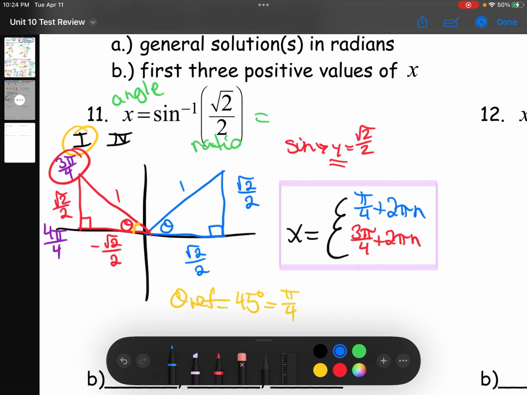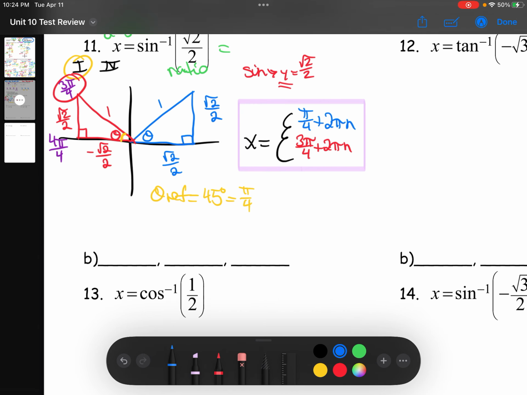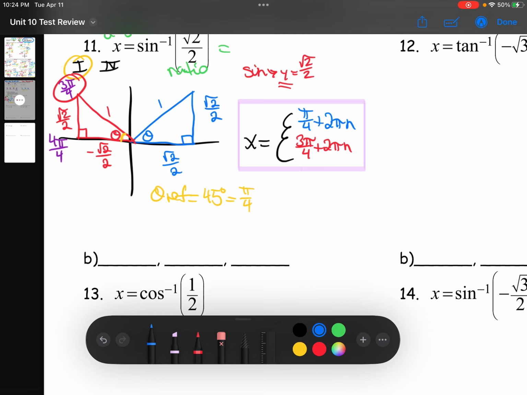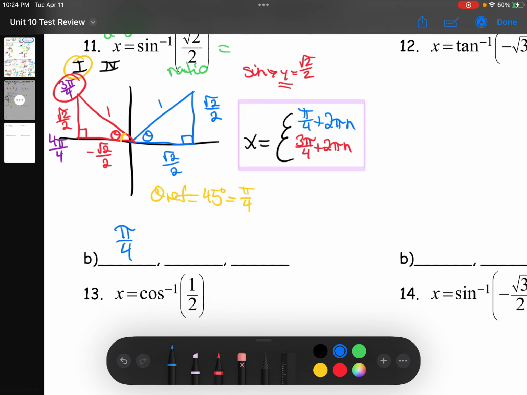Now, part B asks for the first 3 positive values of x. So that first value is pi over 4. The second value would be at 3 pi over 4. That third value would be the pi over 4 from the first one plus 2 pi. So 8 pi over 4, and that third solution would be 9 pi over 4. So there are the first three positive solutions.